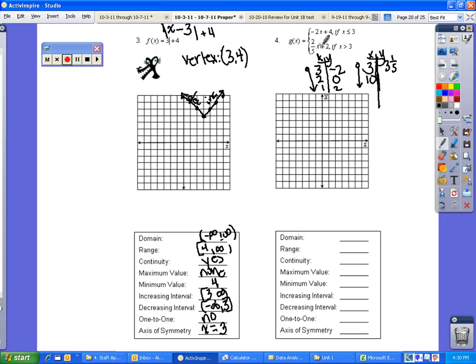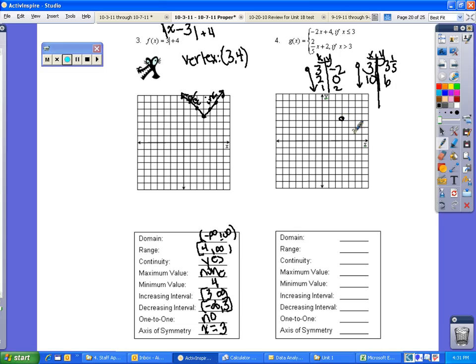When x is 10, 10 times 2 is 20. 20 divided by 5 is 4. 4 plus 2 is 6. So let's graph those 2 points. You need that point at 3 though. So 3 and then 1, 2, 3 and 1/5 is going to be here with an open circle.